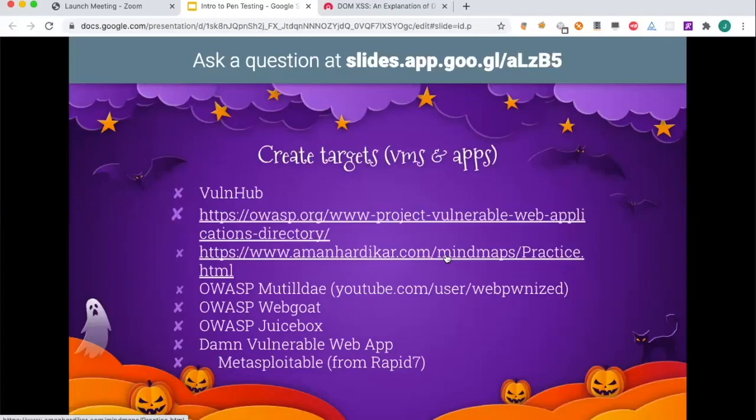So Mutillidae is set up where it has a lot of different links. You go to different pages and it'll have different input boxes or such, and they will be intentionally vulnerable against things like SQL injection. So it's a great place to play in. You have your Damn Vulnerable Web App, you have Metasploitable from Rapid7. Set up your lab, set up your VMs, set up these targets, and then you're ready to go.